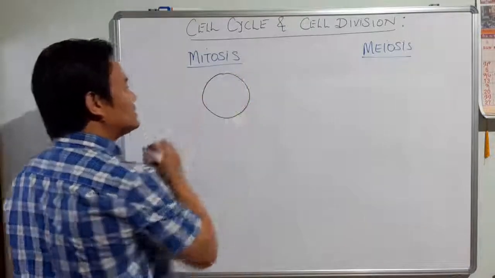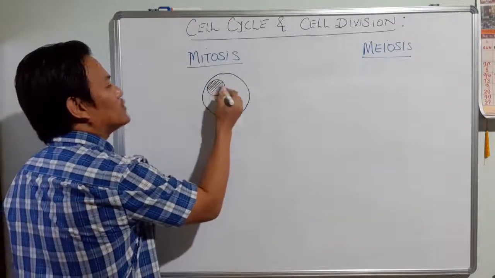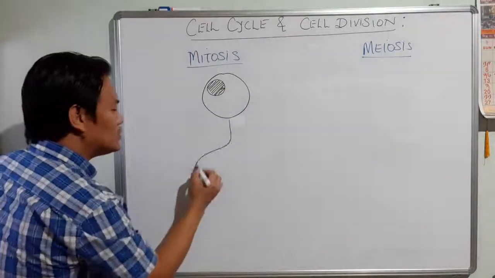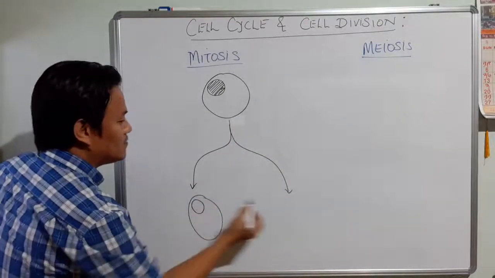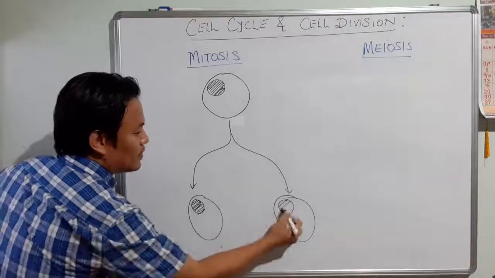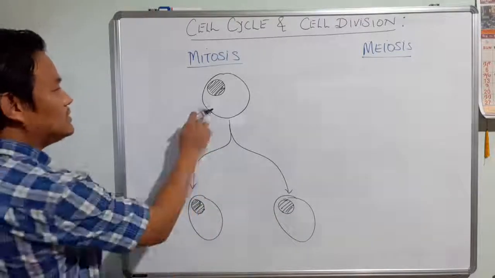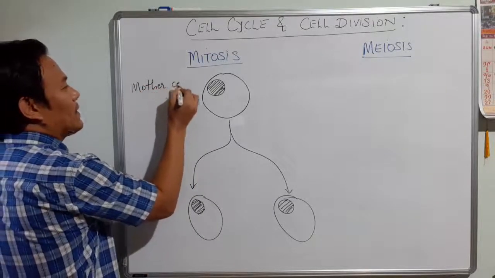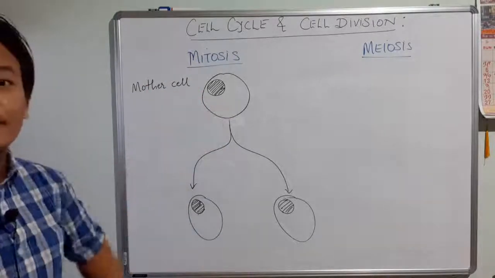Before mitosis, we have one cell, with the nucleus over here. This one cell divides into two daughter cells. This one cell, we can call it the mother cell.